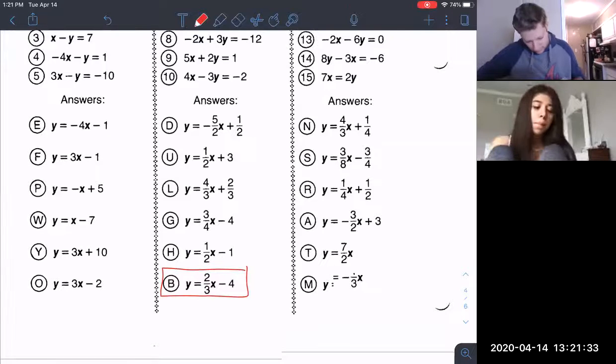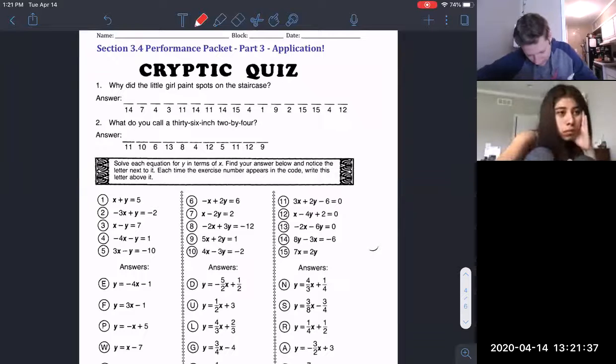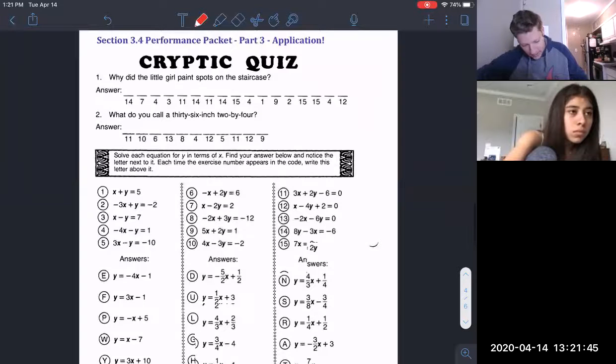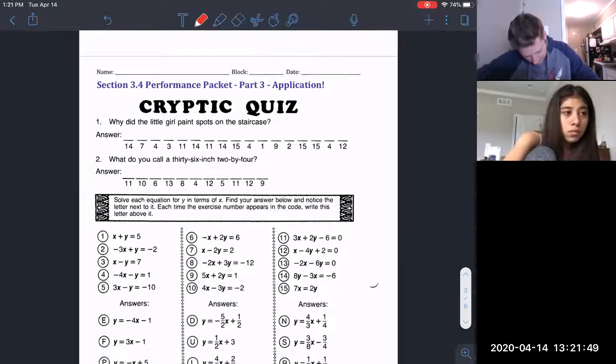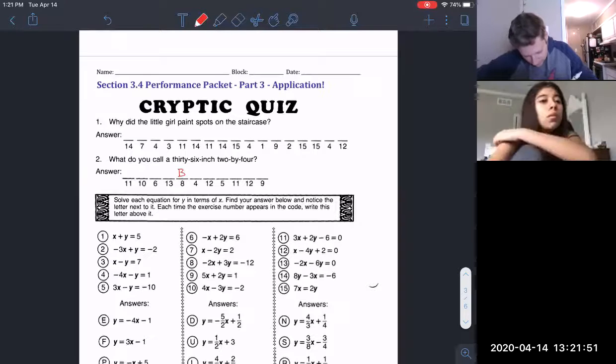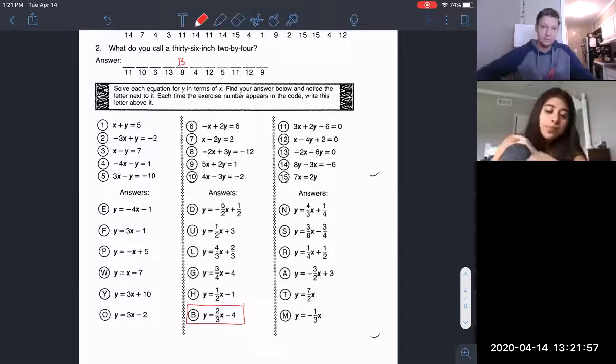Okay. All right, so let's make sure we're doing the directions right. Solve each equation for y in terms of x, find your answer below, and notice the letter next to it. Each time the exercise number appears in the code, write this letter above it. So for all the 8s, since that was problem number 8, for all the 8s we find, we're going to put a B there. Okay. And I think that's the only one. So, yeah. That's it.